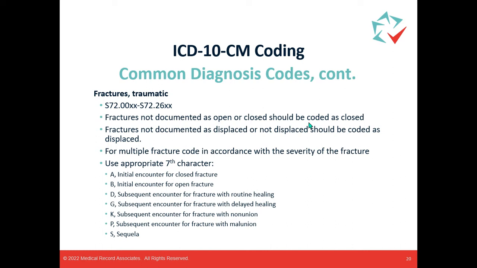Traumatic head and neck fractures of the femur are found in the S72 category. As with all fracture coding, you need to look at your documentation to support the diagnosis and code to the highest level of specificity.